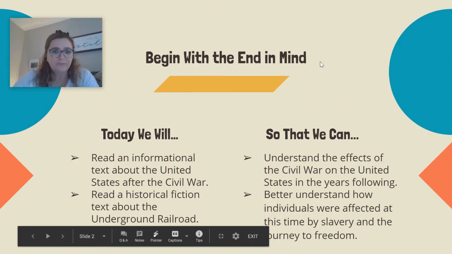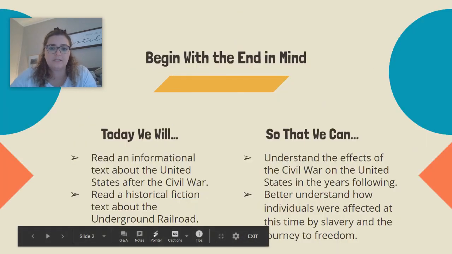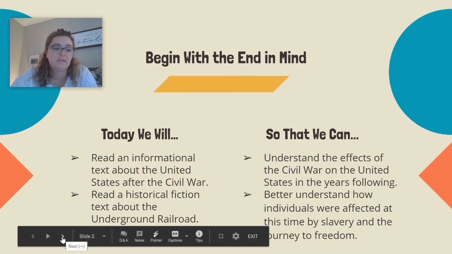Beginning with the end in mind, our goal for today's lesson is to read informational text about the United States after the Civil War, and also read a historical fiction text about the Underground Railroad. We are doing this so that we can understand the effects of the Civil War on the United States in the years following, and also better understand how individuals were impacted by slavery, and ultimately their journey to freedom.